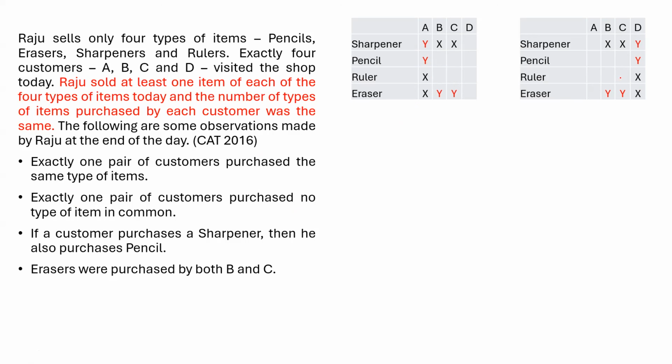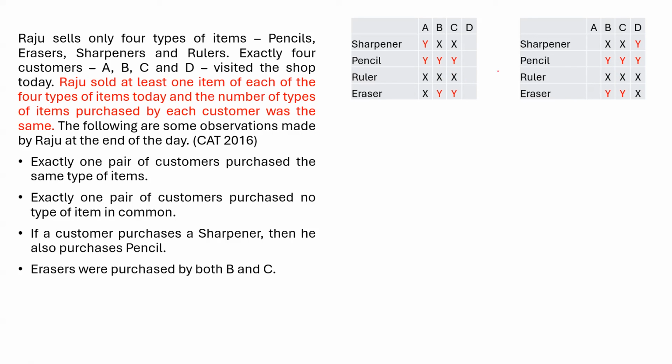So let's remove that. So what are the possibilities then? Same as here, you can't have both B and C buying ruler. That's not possible. So we can either have both of them buying pencil, or we can have one of them buying ruler. So let's make the cases now. I'm going to take the case of both of them buying pencil. In which case B and C both will buy pencil and eraser. So that means this is a cross, this is a cross, this is a cross, and this is a cross.